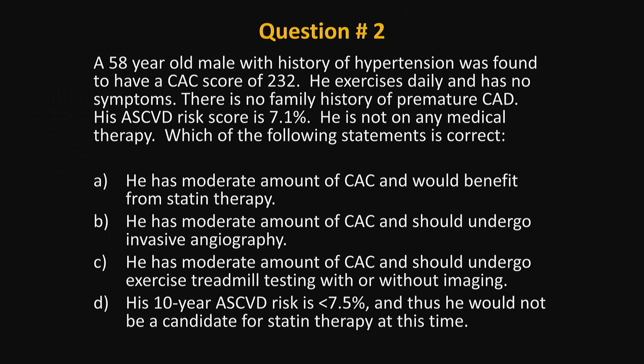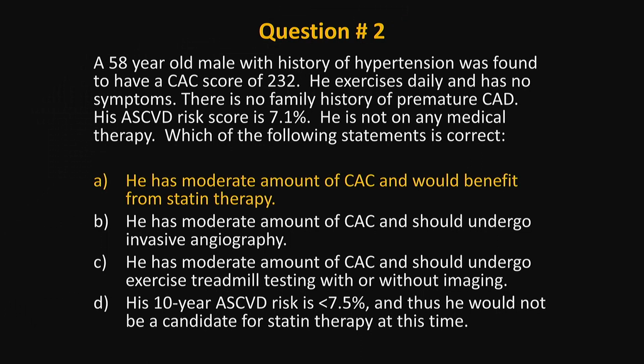A. He has moderate amount of coronary artery calcifications and would benefit from statin therapy. B. He has moderate amount of coronary artery calcifications and should undergo invasive angiography. C. He has moderate amount of coronary artery calcifications and should undergo exercise treadmill testing with or without imaging. Or D, his 10-year risk is less than 7.5%, and thus he would not be a candidate for statin therapy at this time. The correct answer is A.